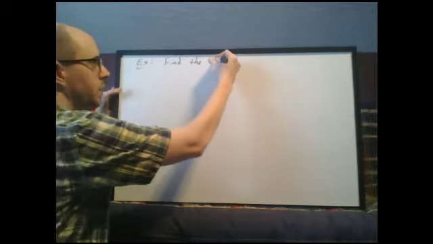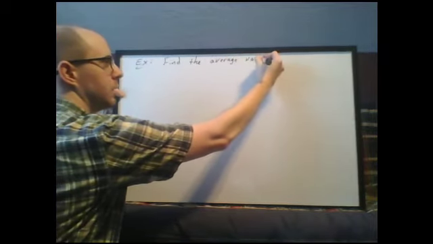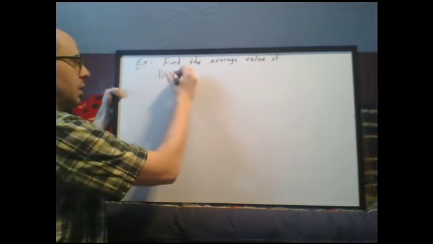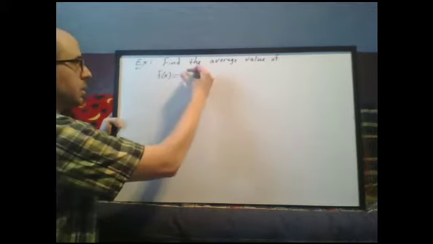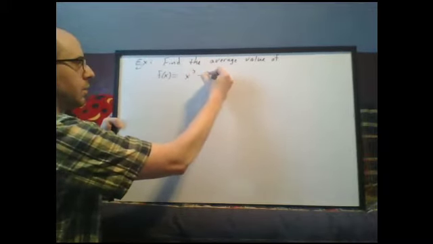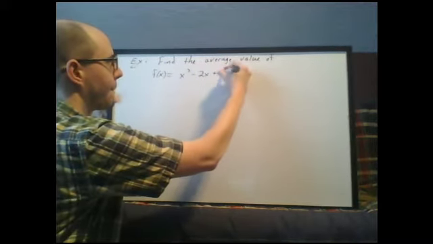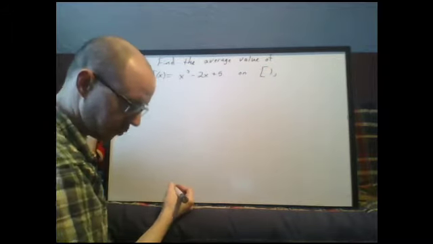All right, so find the average value of the function f of x equals x cubed minus 2x plus 5 on the interval 1 to 3.